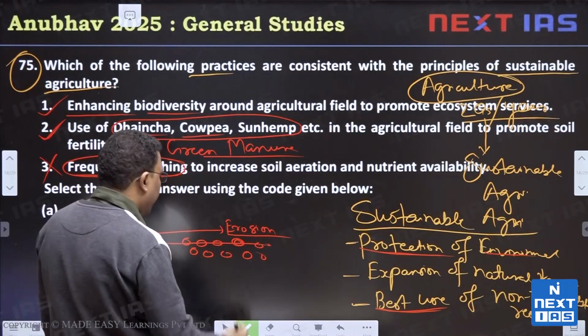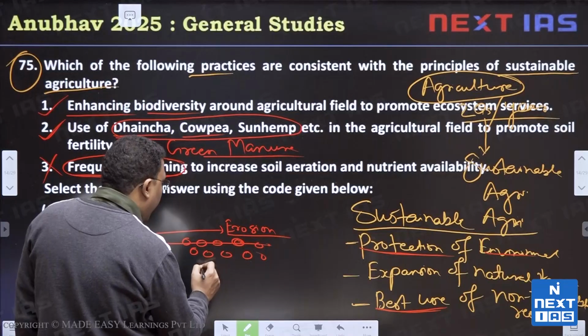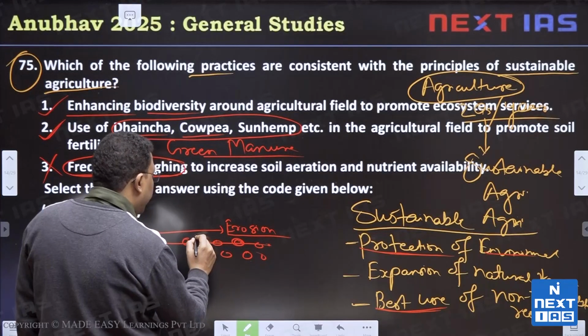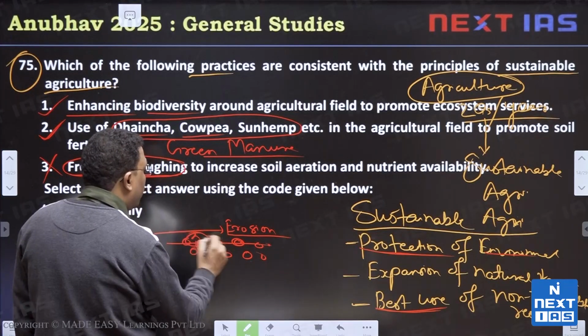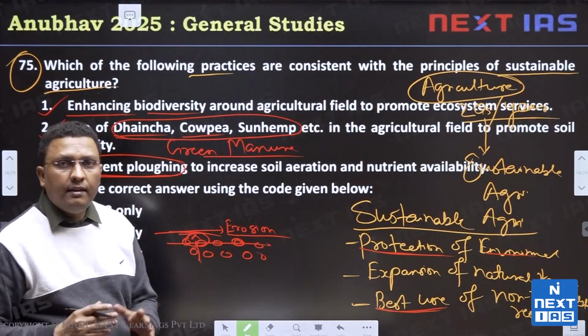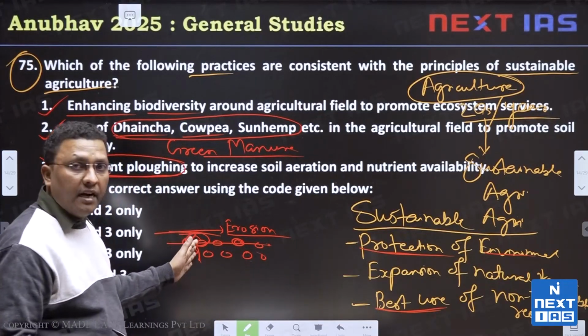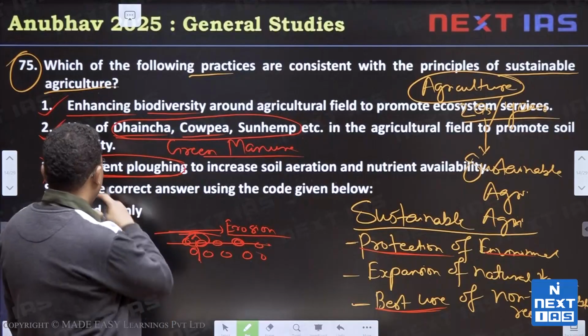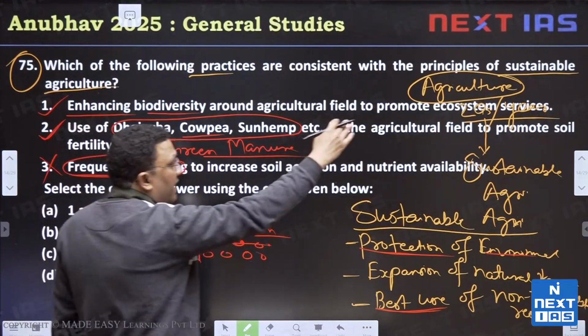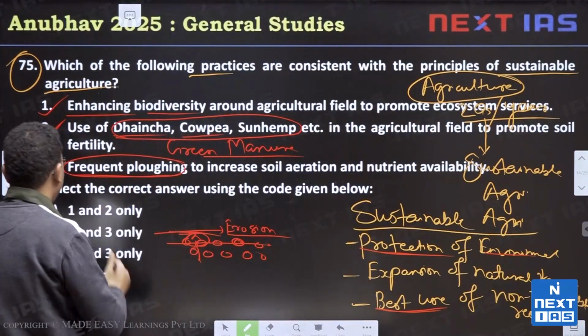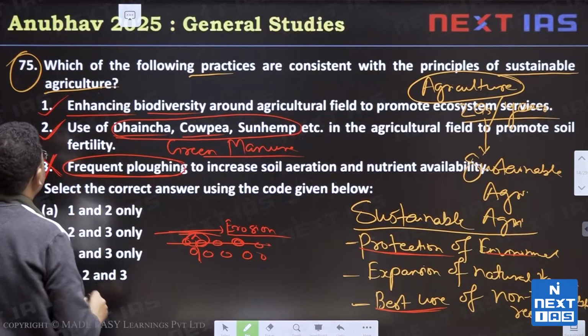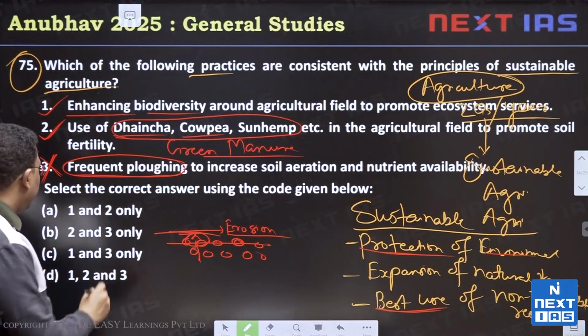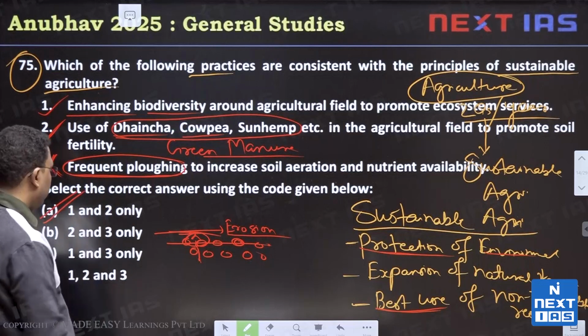Also what happens that because of plowing, the underlying organic matter gets exposed to external environment, right? And that leads to loss of organic matter, right? So that means frequent plowing is not in line with the principles of sustainable agriculture. So third is not correct. So the correct answer here is 1 and 2 only, A, right?